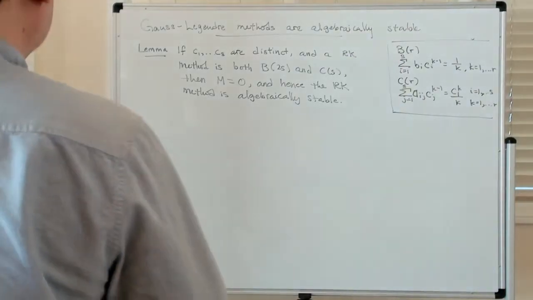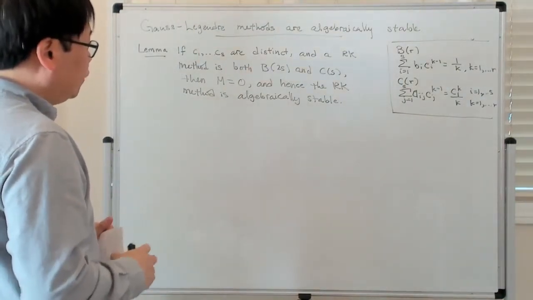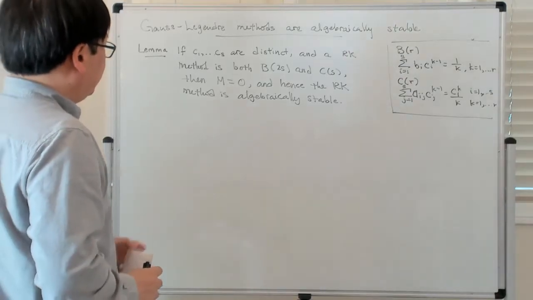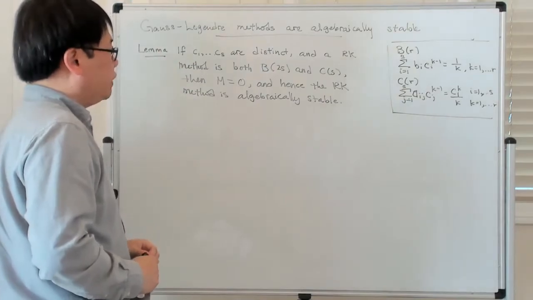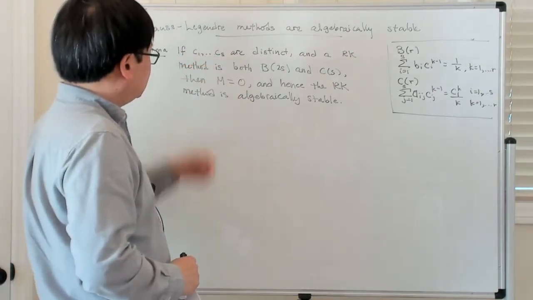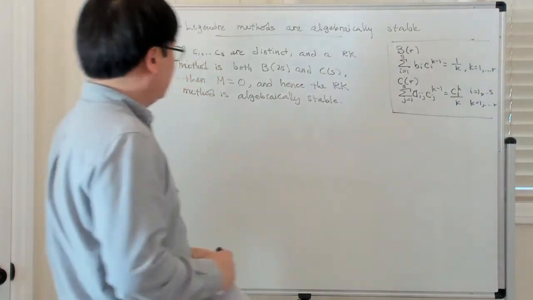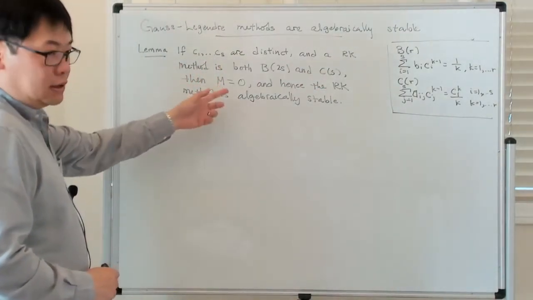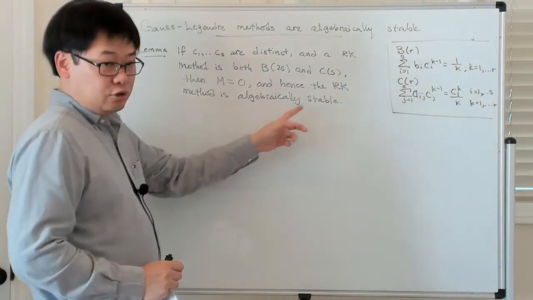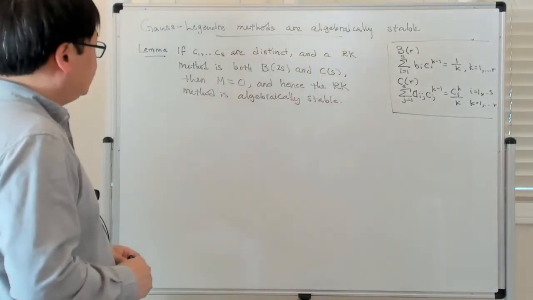All right, so now I'm going to prove that Gauss-Legendre methods are algebraically stable, and this is going to rely on some of the tools we developed just before. In particular, this lemma says that if you have a Runge-Kutta method with points C1 to CS, which satisfies the B2S and CS conditions written here, then the famous M matrix is 0, and in particular that means that the corresponding Runge-Kutta method is algebraically stable, because of course if M is 0, then it is trivially positive semi-definite.